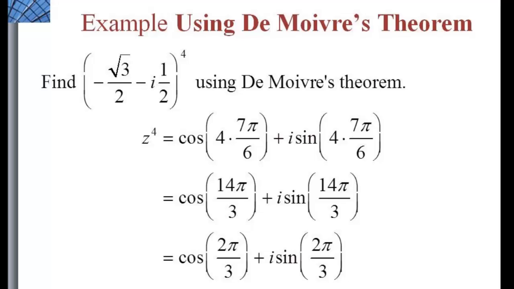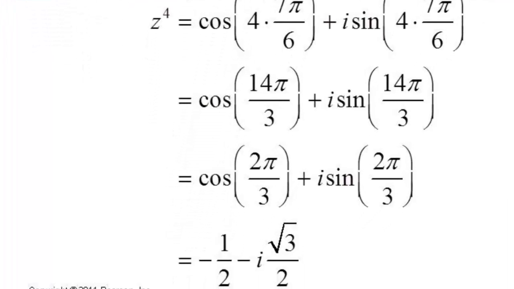So we get cosine of 4 times 7 pi over 6, which reduces to 14 pi over 3, plus i sine 14 pi over 3. 14 pi over 3 is coterminal with 2 pi over 3. So cosine of 2 pi over 3 is negative 1 half, and sine of 2 pi over 3 is square root of 3 over 2. So we get our final answer there, negative 1 half minus i square root of 3 over 2.